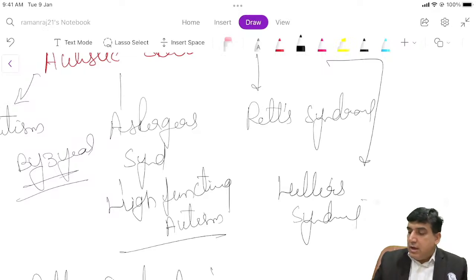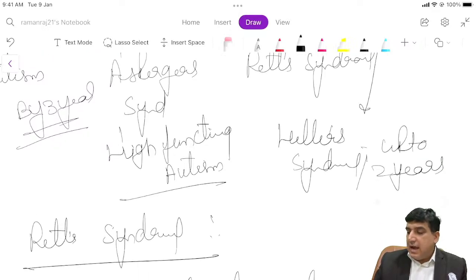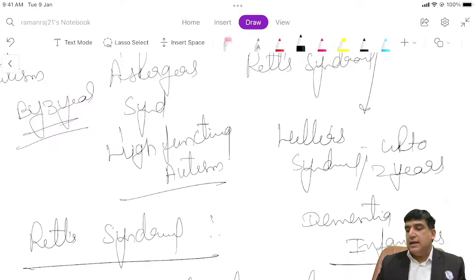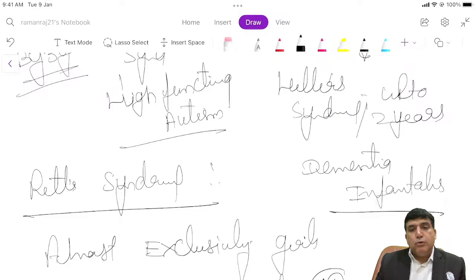In Rett syndrome we say up to 5 months growth is normal, then there is a regression. In Heller syndrome, we say up to 2 years growth is normal, and then there is a regression. Another name of Heller syndrome is dementia infantilis. Up to 2 years growth is normal, then regression. In Rett syndrome, up to 5 months growth is normal, then regression. If you have any query, please ask me.